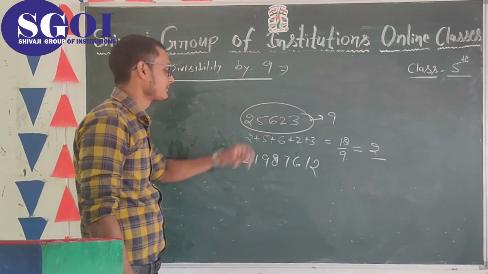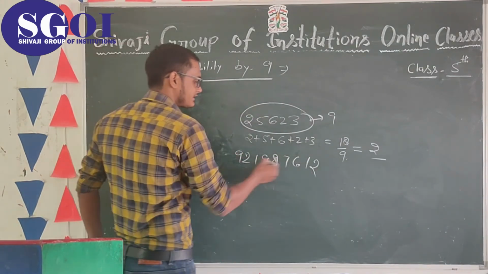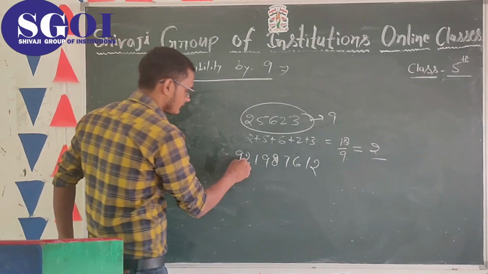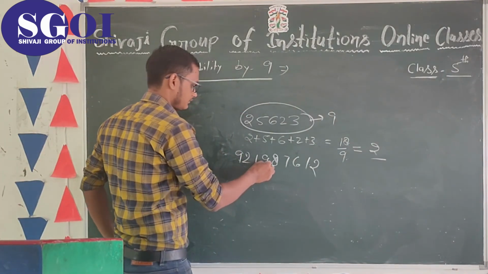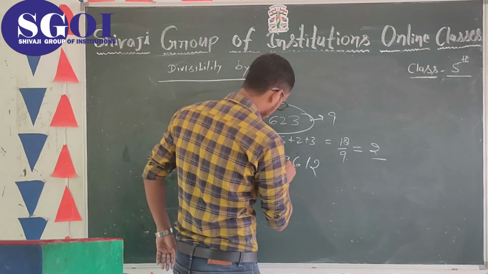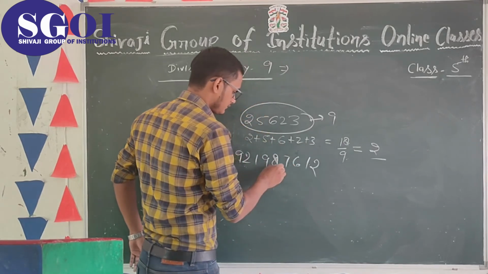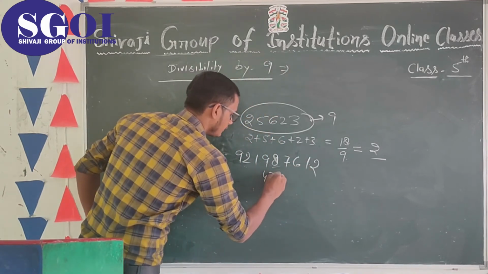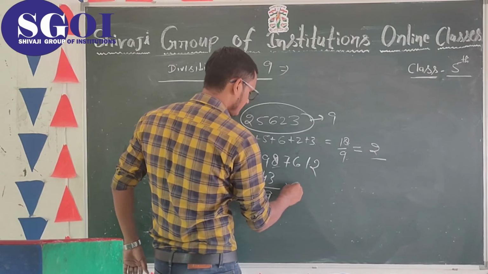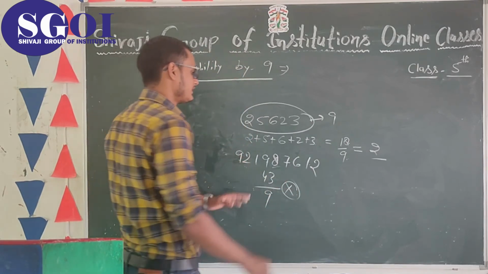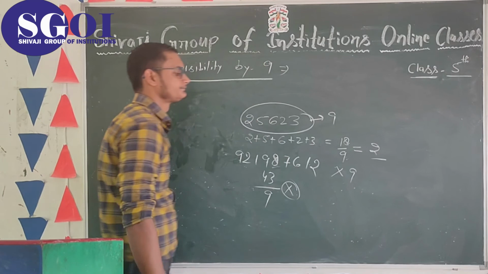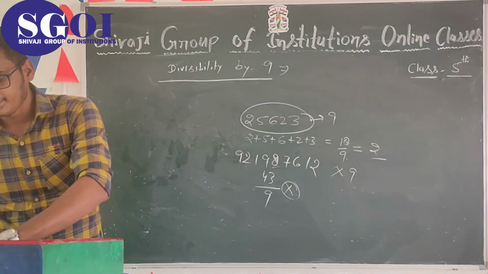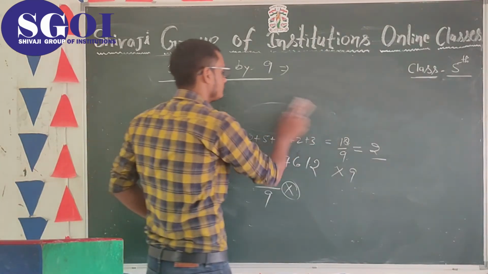If the sum of all digits is divisible by 9, then the number is divisible by 9. Now, is 43 divisible by 9? No. So this number is not divisible by 9. Understood?